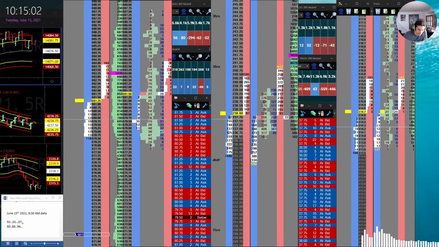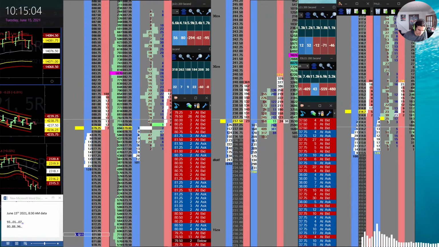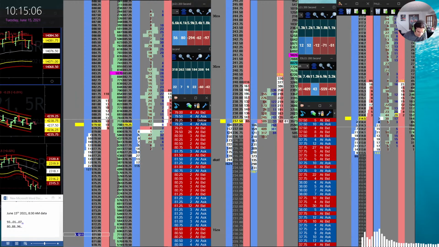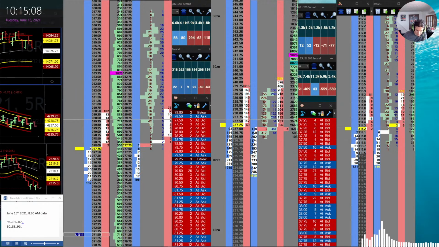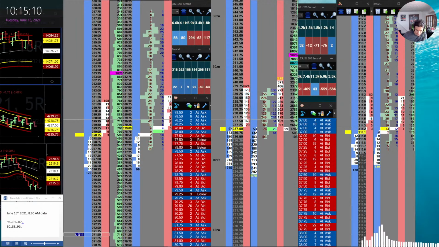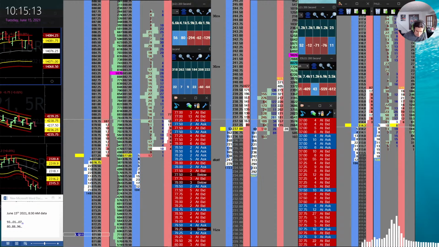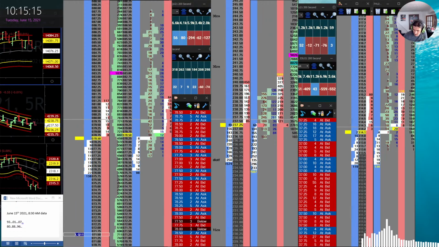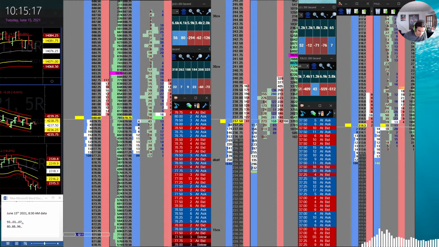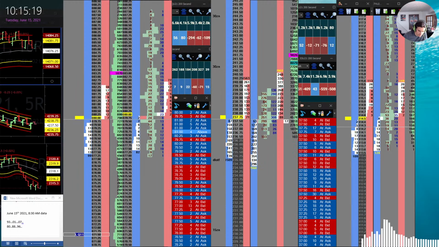Okay, so the Russell's taken out yesterday's lows here. And is there a 15-minute zone I need to be aware of? Yeah, 17. 17.7. You might want to scalp it off of that handle. Or 19, either one.